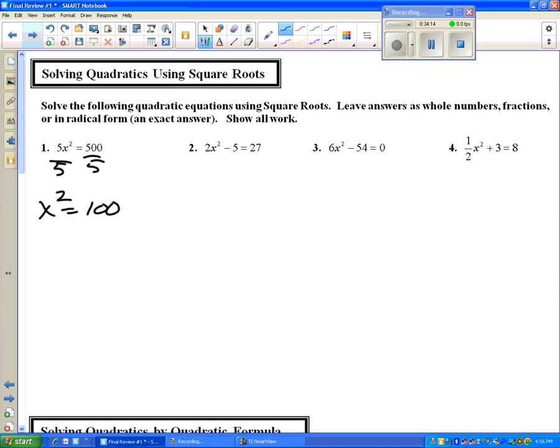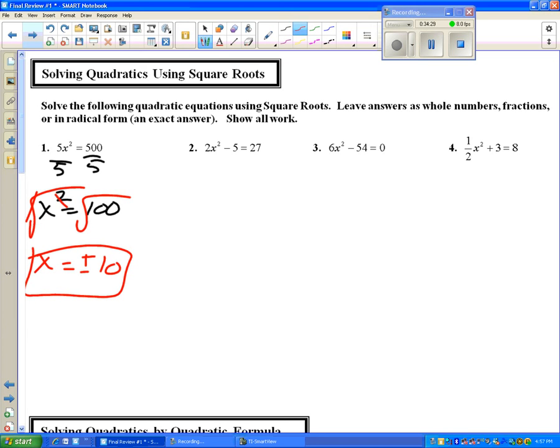The x squared is by itself, so I'm going to square root both sides. X square and square root cancel. X is equal to 10. The other square root of 100 is negative 10. Two answers, positive 10 and negative 10.